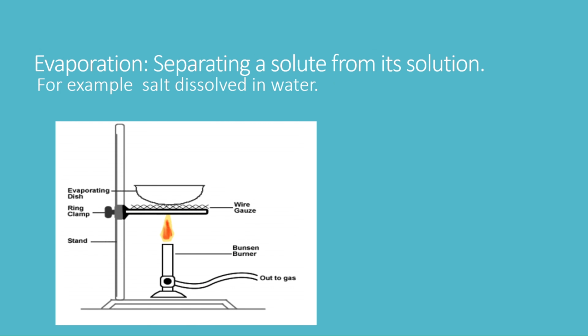Evaporation. To obtain salt from an aqueous solution, what should we do? We can heat the solution to evaporate water. When very little water is left behind, salt will start to appear. You just have to heat it carefully until you get dry salt deposited in the evaporating dish.